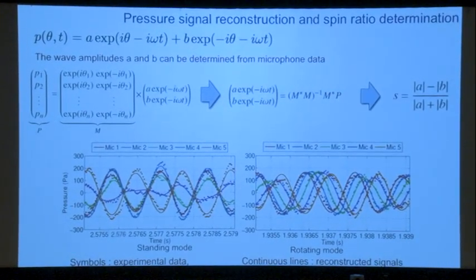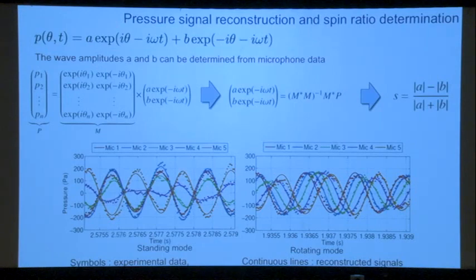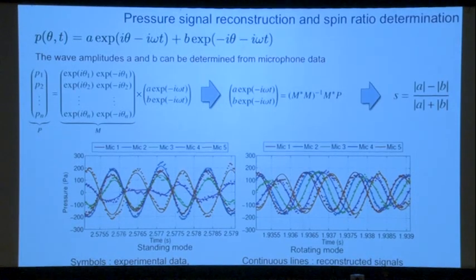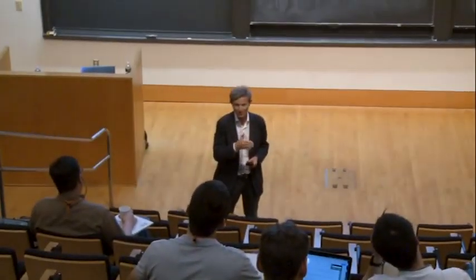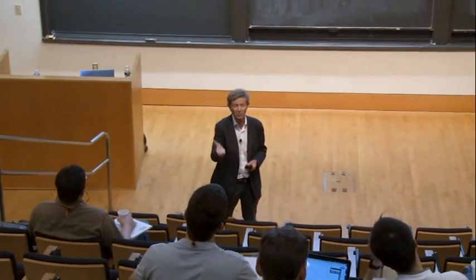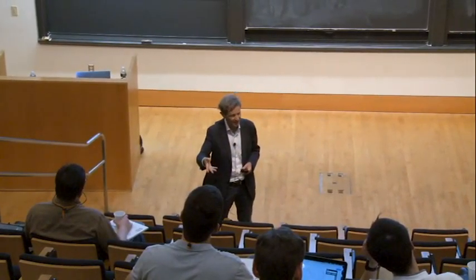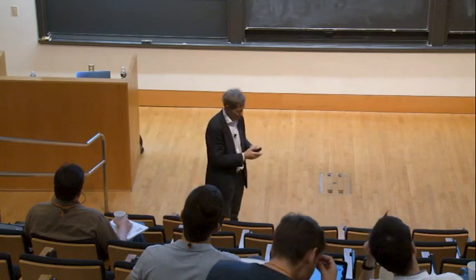And P is the vector of pressures that you get. You do that at various points in time, and you get the A and B. And actually, the reconstruction are the solid lines, while the points are the experimental data. So you see the reconstruction is pretty good. You have to verify what you are doing. Once you have A and B, you reconstruct the signals and see that it works.